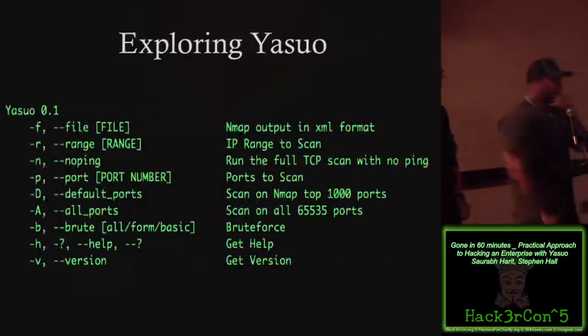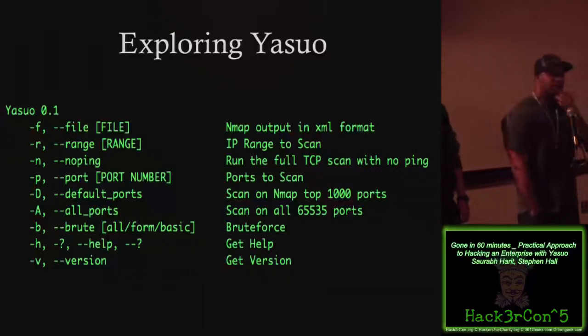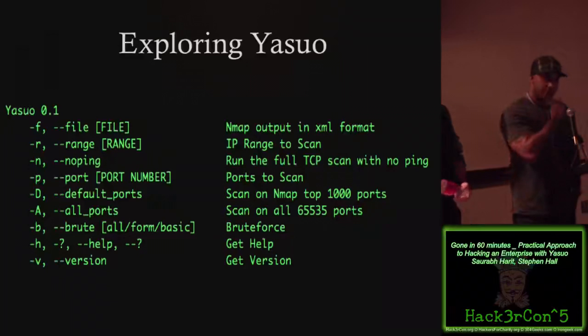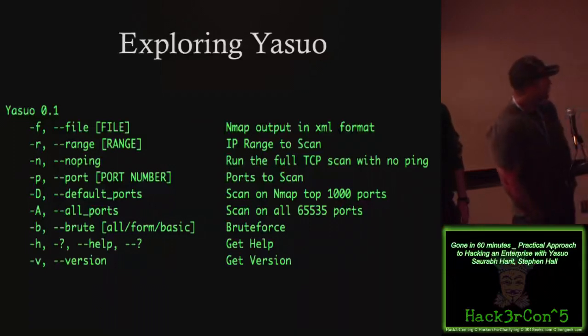Right. Exploring Yasuo. So we've got a few options here. Actually, let's start with -R. -R takes an IP address or IP range, CIDR range, pretty much the same format as Nmap. And once you feed it the network range, it starts a port scan using Nmap libraries. It does a port scan on web-based ports or whatever ports you specify, and it saves the output in XML format on the disk. If you don't want to use Yasuo as a port scanner, you can do your own Nmap scan. Just save the output in XML format and then feed it to Yasuo with the -F option.